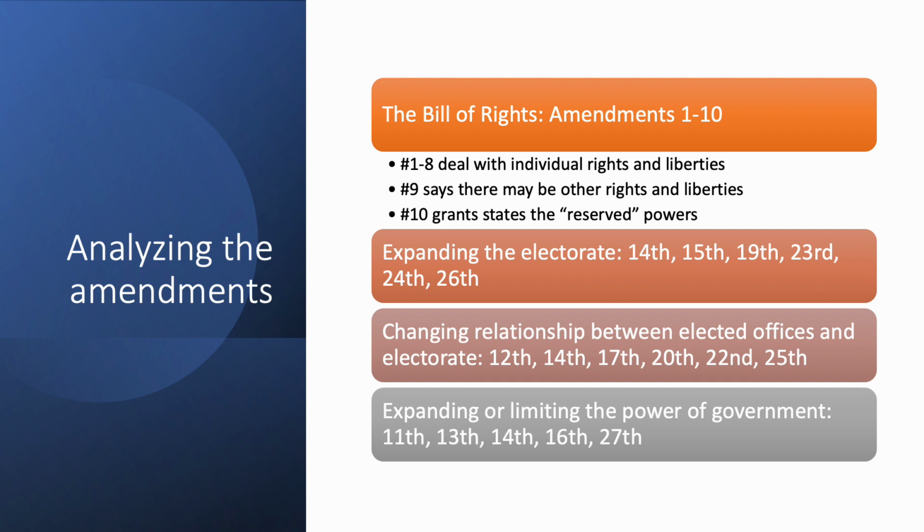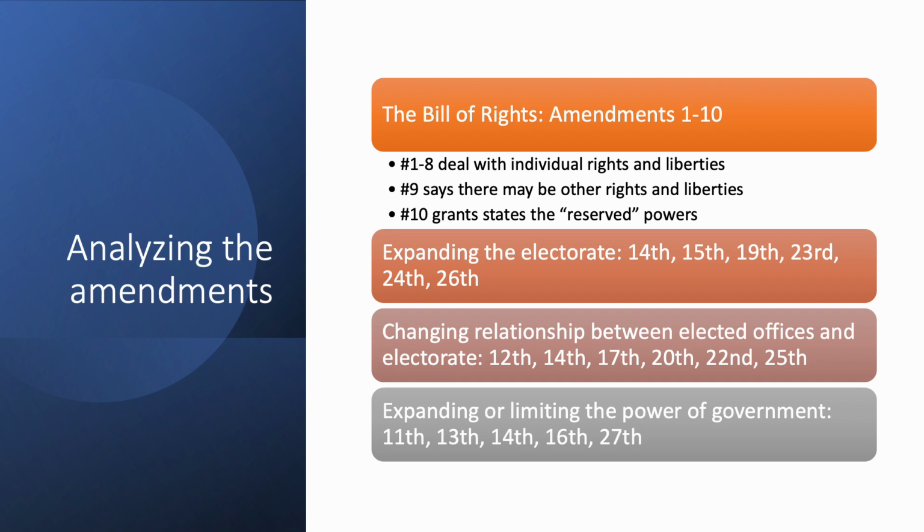We're going to cover civil rights and civil liberties at some length, but this is what you need to know now. Amendments 1 through 8 deal with individual rights and liberties. Amendment 9 says there may be other rights and liberties that we haven't written down yet. This is a very interesting amendment. Think about that. They're saying just because you don't have in writing a given amendment in the first 8 doesn't mean there aren't others. Isn't that interesting? And the 10th Amendment says the states have the reserved powers.